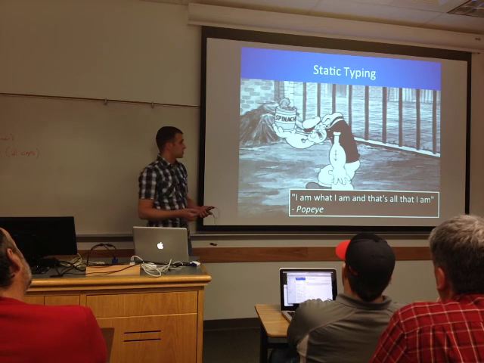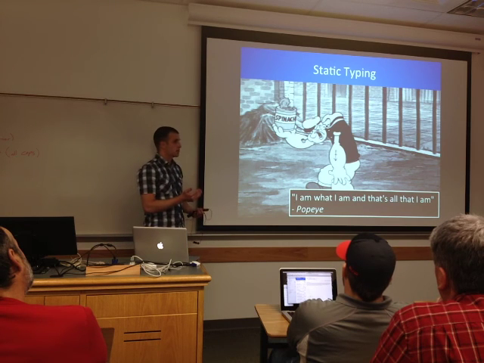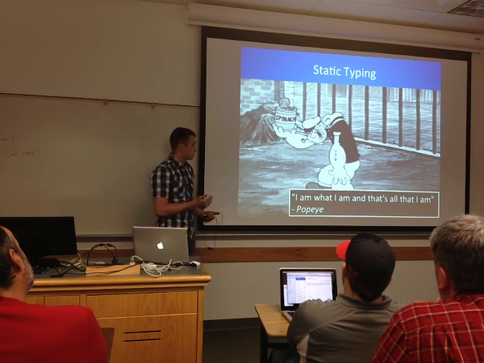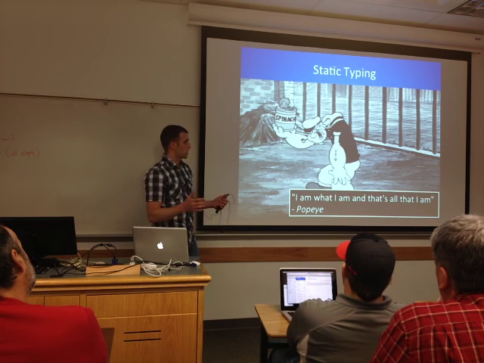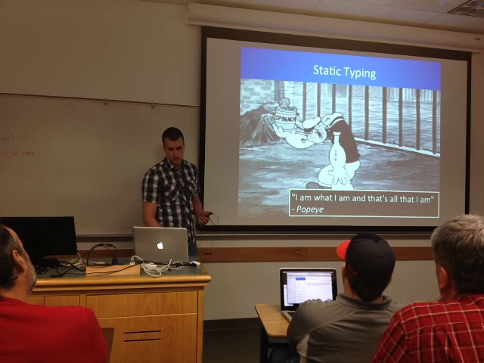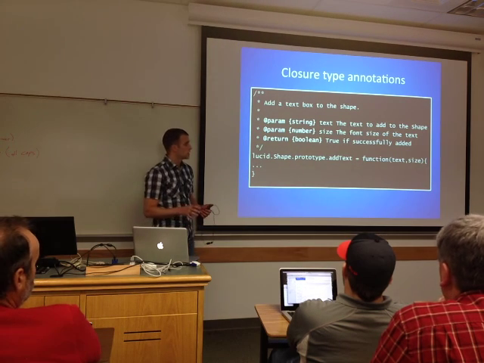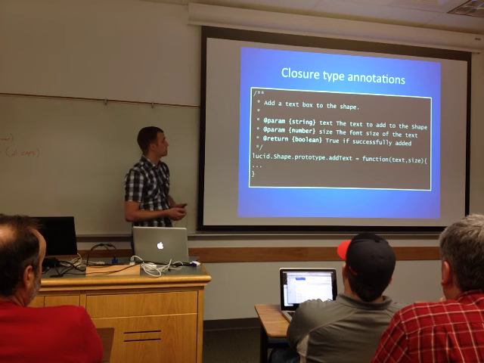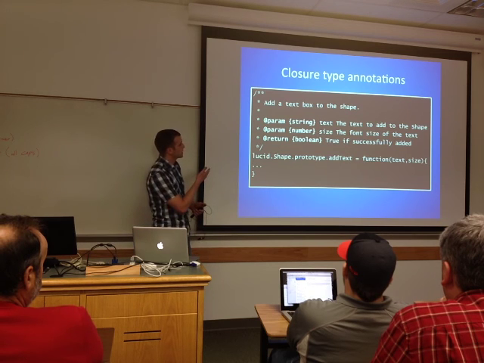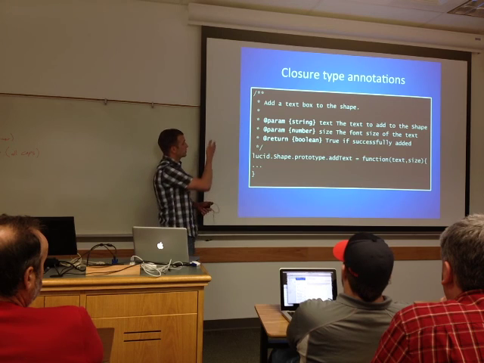Then, there's static typing where you know exactly what things are. I am what I am, and that's all that I am, right? Like Brian talked about, there's advantages and disadvantages to both of these, but the Closure compiler with these annotations provides some help to you as a developer. So here's a sample of some code.